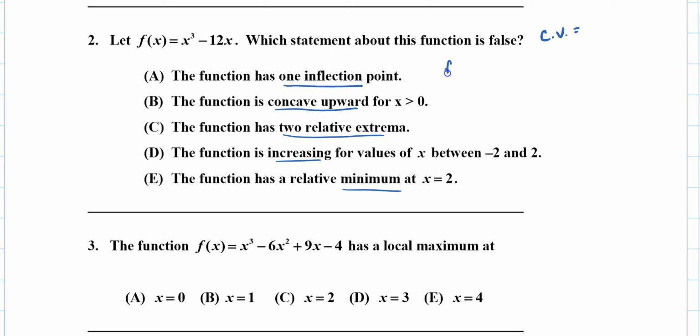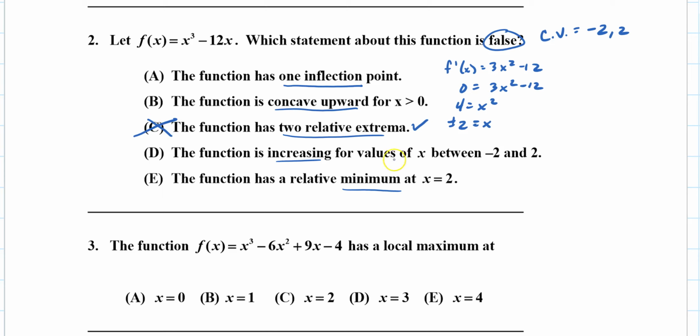by taking the first derivative. So f prime of x is going to be equal to 3x squared minus 12. I'm going to set that equal to 0 to find my critical values. And let's see, when I add the 12 and divide by 3, I get 4 equals x squared. So plus or minus 2 is equal to x. So I have critical values at -2 and +2. So the function has two relative extrema. That is true, and we're looking for a false statement, so C is out.